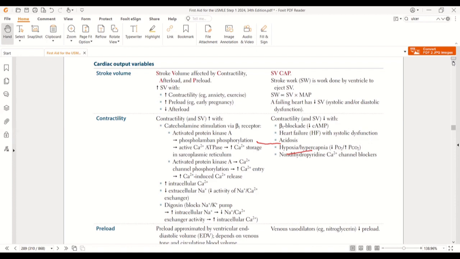So what is stroke volume? What is the definition of stroke volume? End diastolic volume minus end systolic volume. Okay, so you are right. It is basically the volume of blood that is ejected from the ventricle, right?